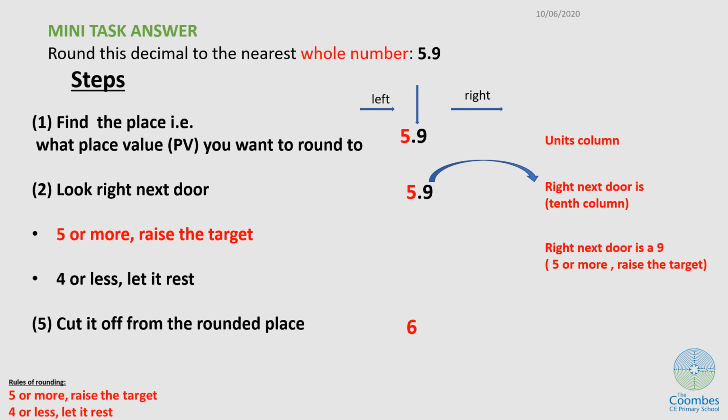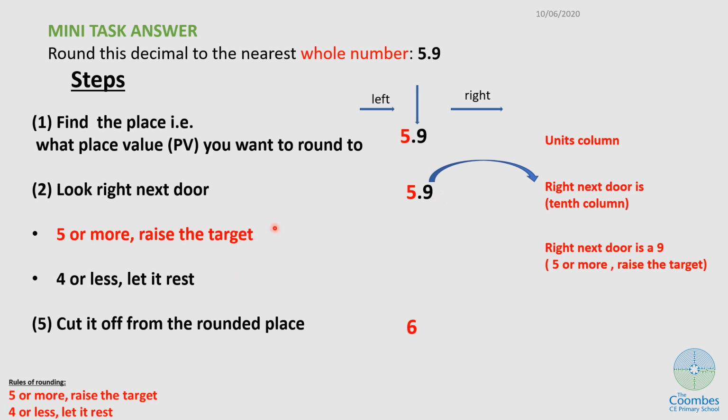How did you do? Now you were given the decimal 5.9 to round to a whole number. Our first step is to find the place. Now a whole number, it will be the unit here. So this is the unit, it should be 5. Now next is look right next door. Right next door is a 9, which is here.